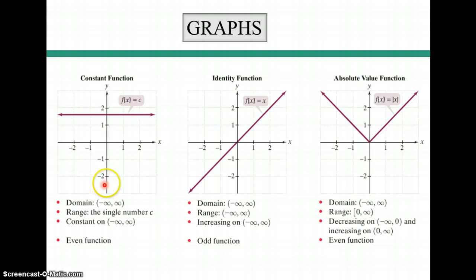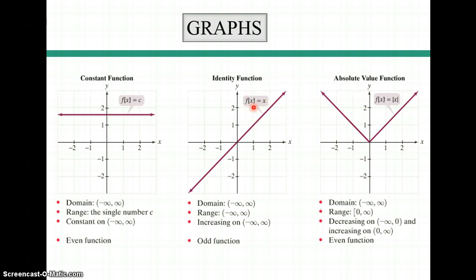The domain of a constant function is negative infinity to positive infinity. The range of the constant function is the single number c. This is constant from negative infinity to positive infinity, and this is an even function.